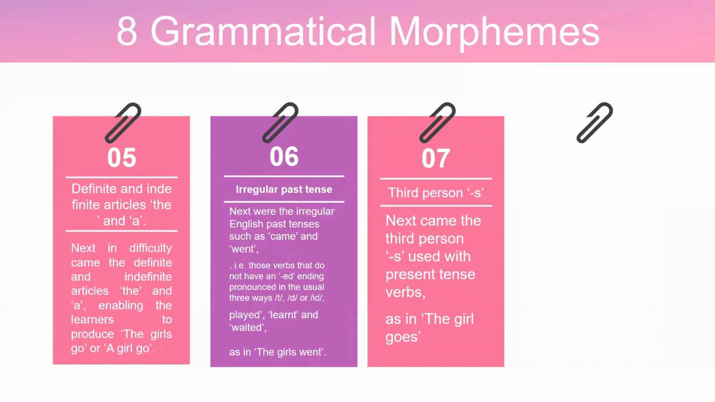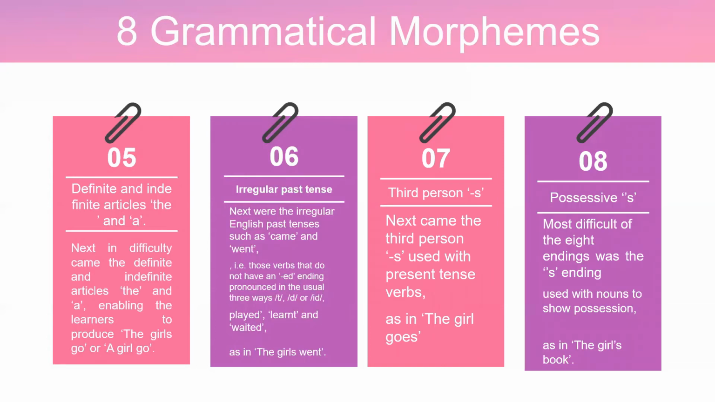7. Next came the third person s used with present tense verbs, as in the girl goes. The last, which is the most difficult of the 8 endings, was the s ending used with nouns to show possession, as in the girl's book. The sequence from 1 to 8 mirrors the order of difficulty for the second language learners Dulay and Burt studied. They had least difficulty with plural s and most difficulty with possessive s.